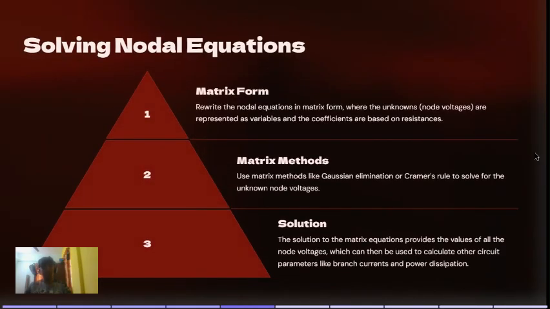Solving nodal equations, matrix form. Rewrite the nodal equation in the matrix form where the unknown node voltages are represented as variables and the coefficients are based on resistance. Matrix methods. Use matrix methods like Gaussian elimination or Cramer's rule to solve for the unknown node voltages. Solution. The solution to the matrix equation provides the values of all the node voltages, which can then be used to calculate other circuit parameters like branch currents and power dissipation.